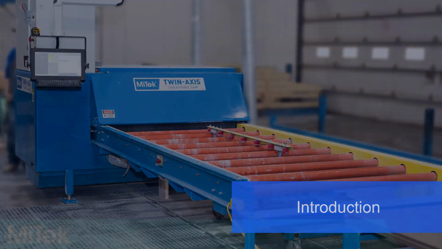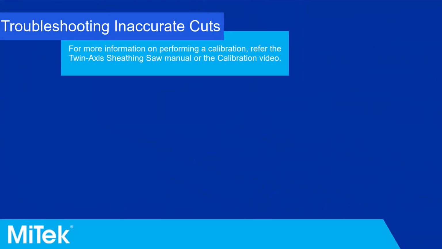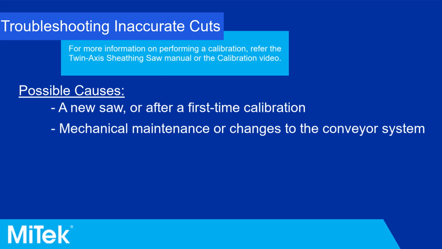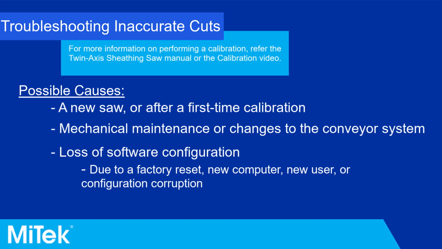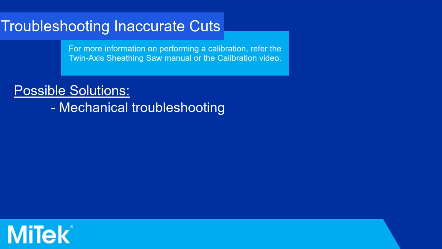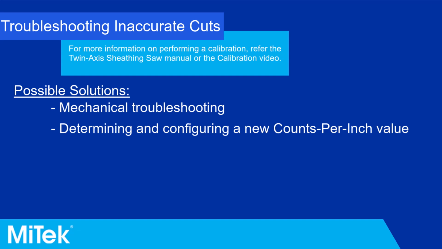Sometimes you may still experience inaccurate cuts after performing a calibration. This may happen due to a new saw or a first-time calibration, any mechanical maintenance or changes to the conveyor system, loss of software configuration, which can happen if a factory reset is performed, a new computer is installed, a new user is added, or the configuration becomes corrupt. Verifying some mechanical items is a good first step to restore accuracy. Fine-tuning the counts per inch value can also help restore accuracy if calibration does not and no mechanical issues are found.